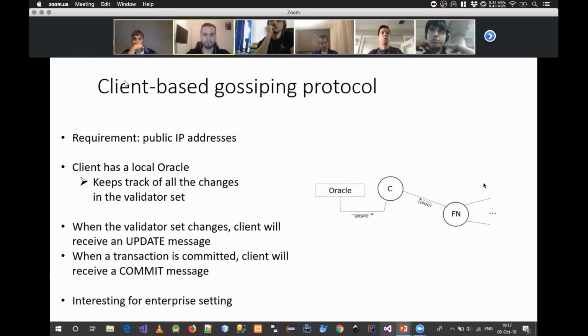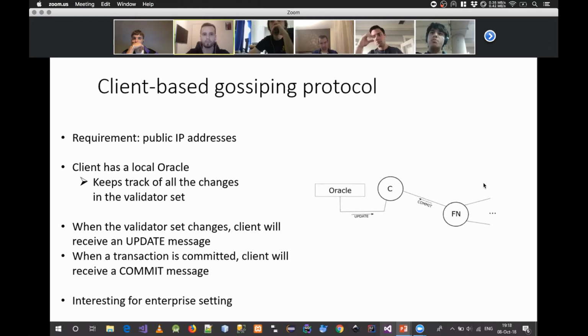The performance of this solution is directly connected to the execution of the consensus algorithm, since the faster the consensus algorithm is executed, the less is the probability of us having to resend our uncommitted transactions to those who are in the new validator set. So this would be the first approach, the client-based gossiping protocol.